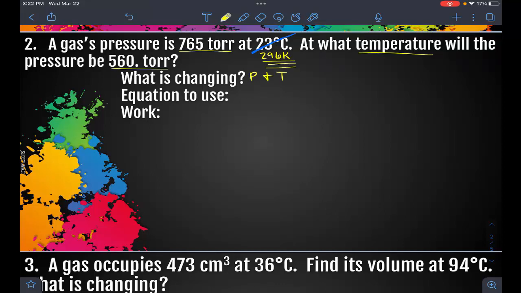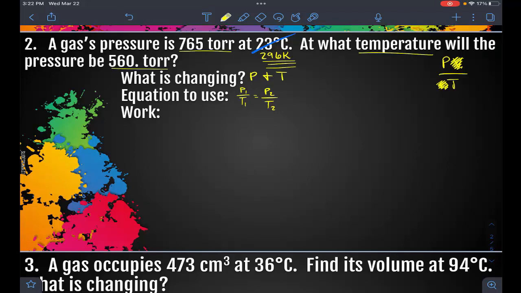So if we think through peas and veggies on the new table, to make sure we've got the right equation here: pressure and temperature are changing, so I'm going to keep those. Volume, not mentioned. Number of moles, not mentioned. So I've got P over T. So my equation is going to be P1 over T1 equals P2 over T2.